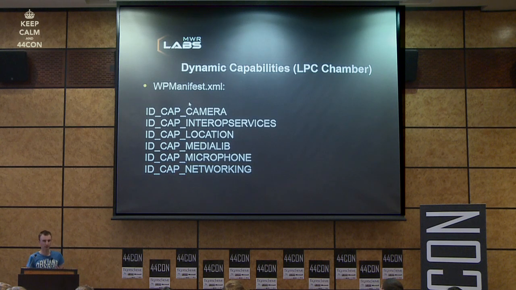By default, the least privilege chamber is really restricted. Your access to the file system is really locked down, and if you need access to security or privacy critical functionality on the phone, then you need to specify a capability for the functionality you're looking for. So for example, if you need access to the location services or the camera, then you need to specify that capability in the manifest file, the WMAppManifest, when you're building your application.